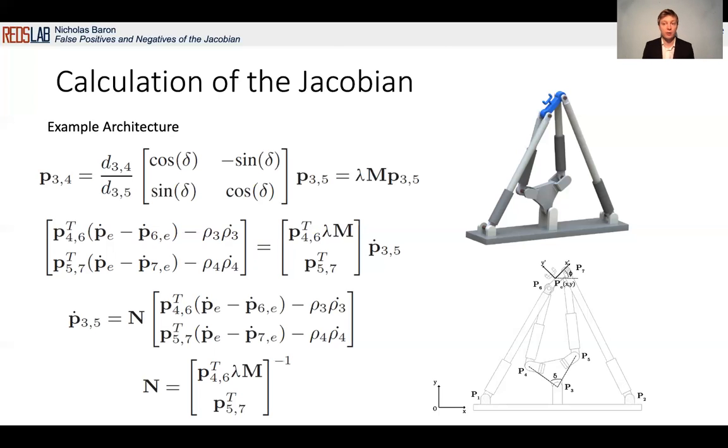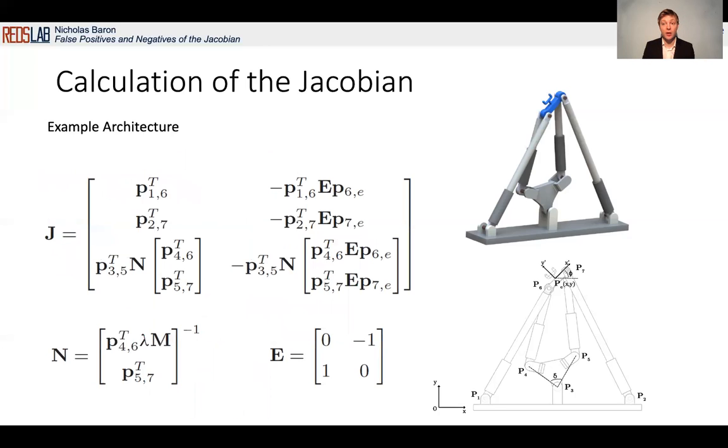make P3,5 dot the subject of this expression by taking a matrix inverse. And the matrix inverse you see here is given by the value N. And then once we've done this, we can substitute P3,5 dot back into one of the initial equations, and this forms the third row of the Jacobian.